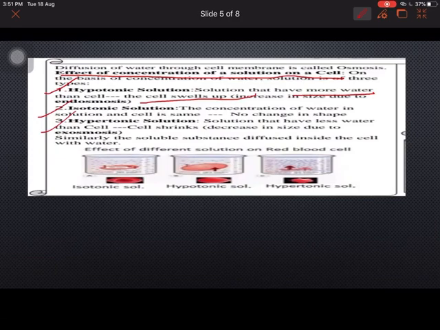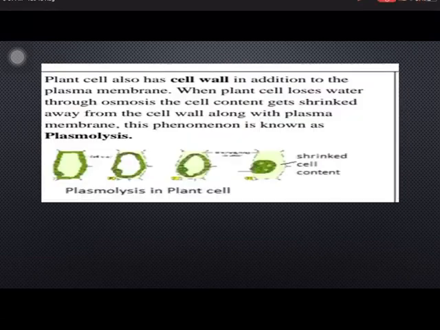Isotonic is the condition in which the concentration of the water in solution and cell is the same, so the amount of water entering and going out will remain the same and there will be no change in the shape. Hypertonic solution is the solution in which the concentration of water outside the cell is less, so the water from inside the cell comes out and this results in the shrinkage of the cell, and this is known as hypertonic solution. If we keep these swelled seeds in the salt solution, then they will shrink.